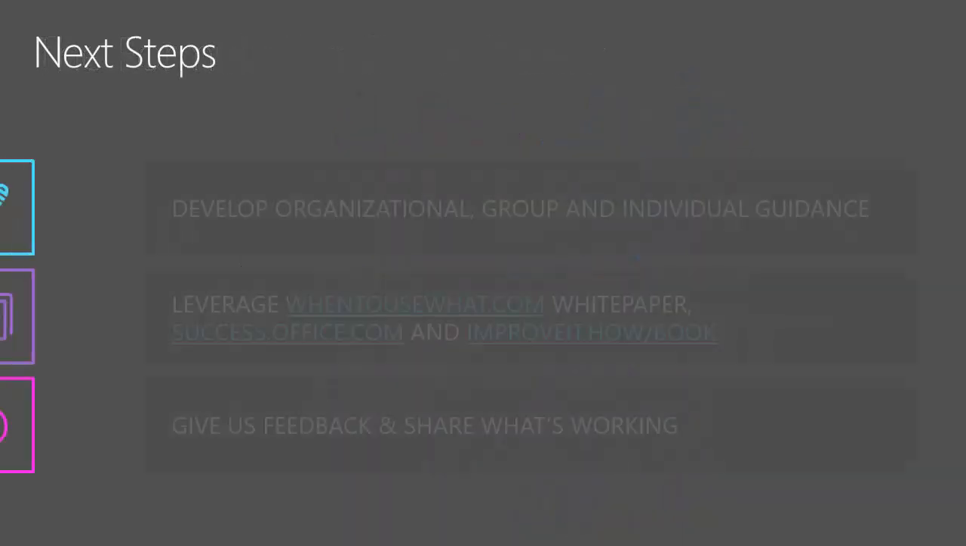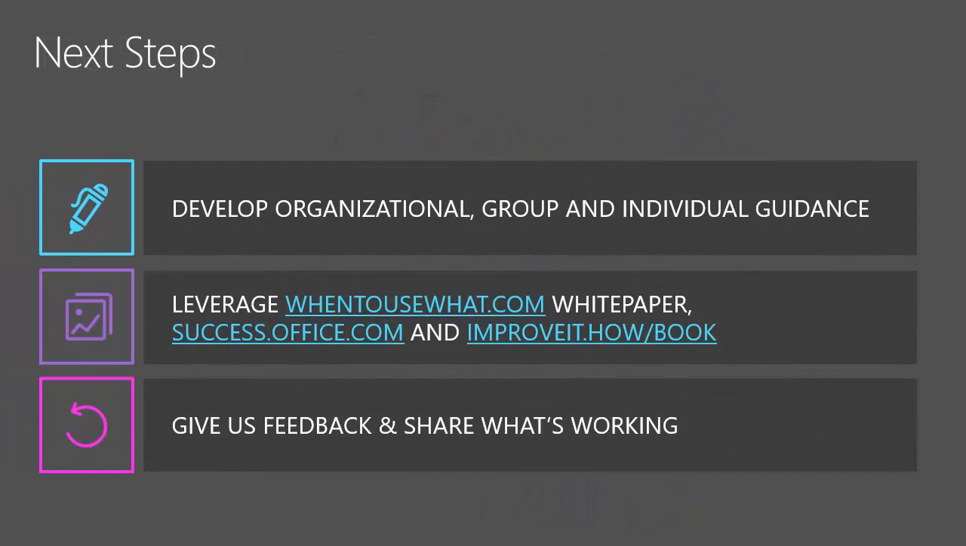So let's wrap this up. There are three basic steps we'd like to ask you guys to take part in. The first one is to develop organizational, group, and individual guidance, and that's based on everything you've learned in this session, as well as what you'll see in the white paper, success.office.com, and hopefully you'll leverage things like the activities that are in the improveit.how/book.